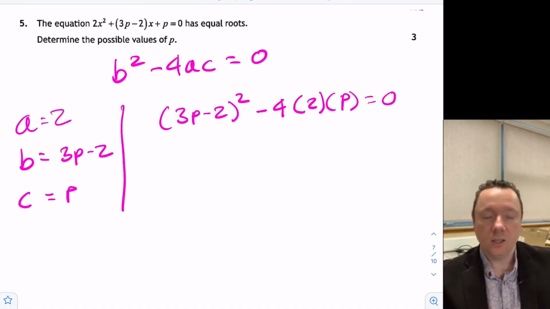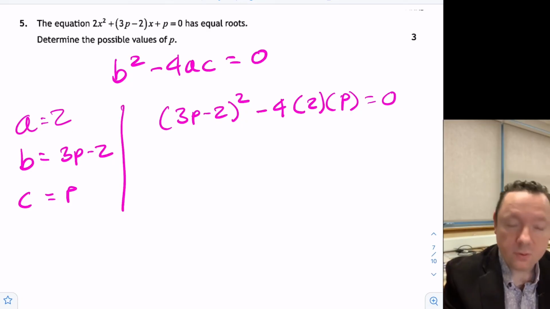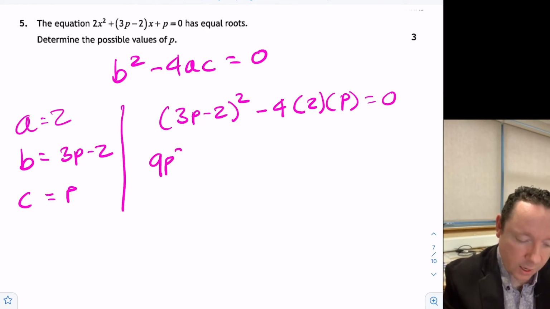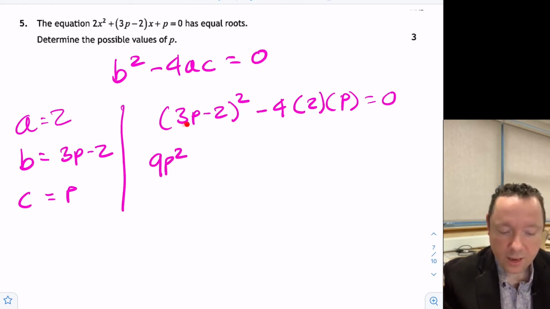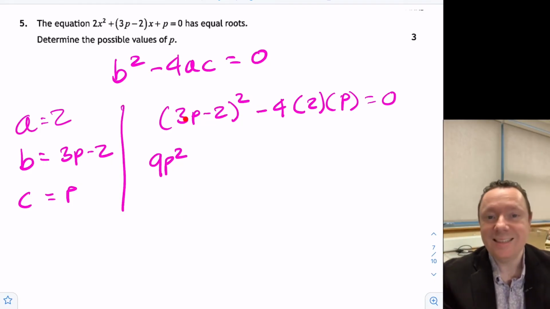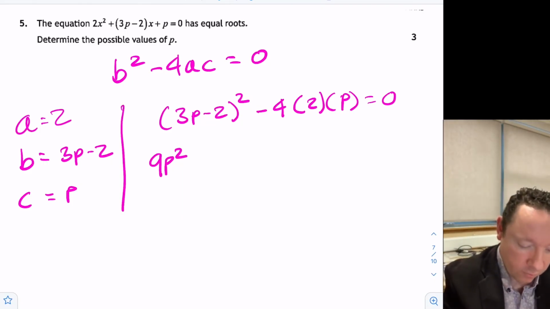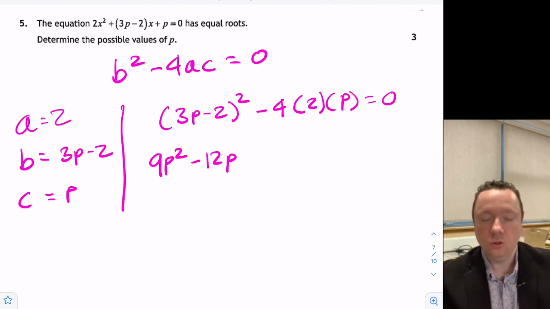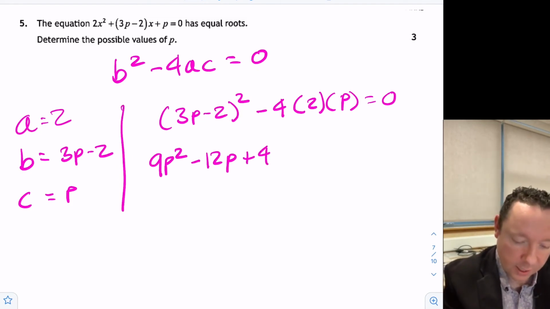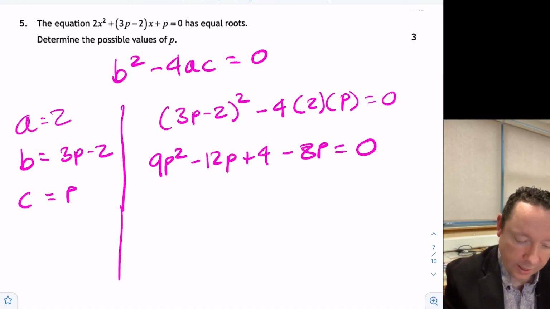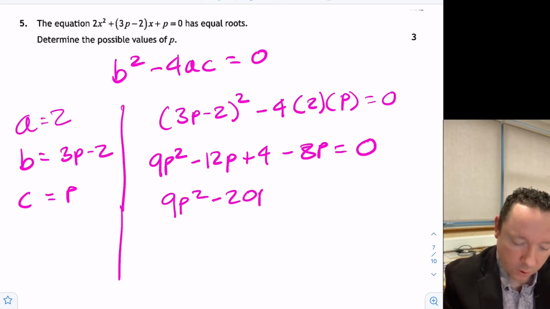So we need to expand the double bracket. The quick way with a square bracket is square the first. 3p is 9p squared. Twice them times together, so 2 3s are 6, times 2 is 12, so you get minus 12p. And then square the last, 2 2s are 4. So that's our first bracket. Then minus 4 times 2 is 8, times p is minus 8p equals 0. So we get 9p squared minus 20p plus 4 equals 0.